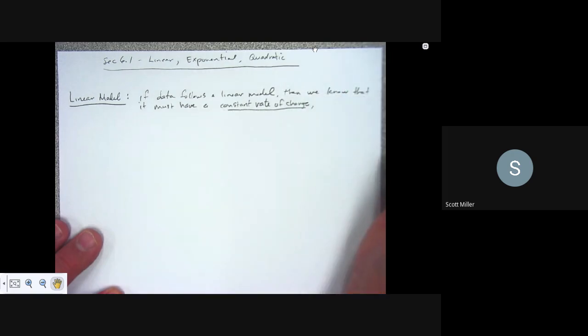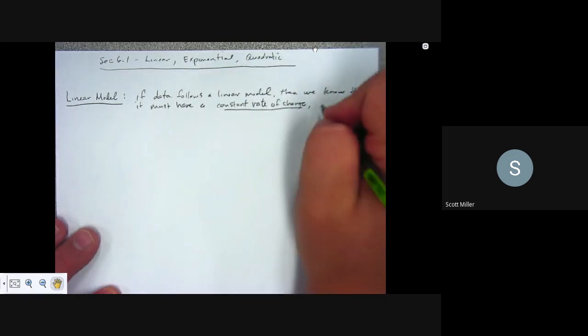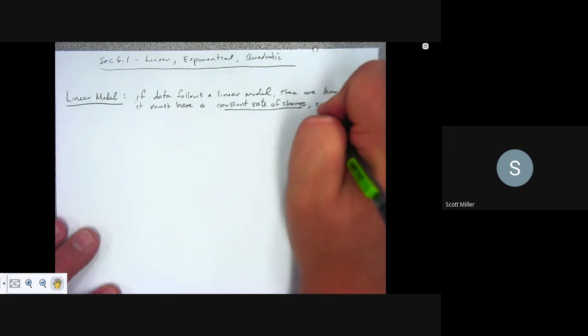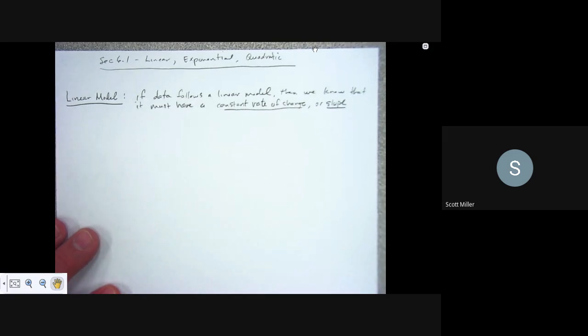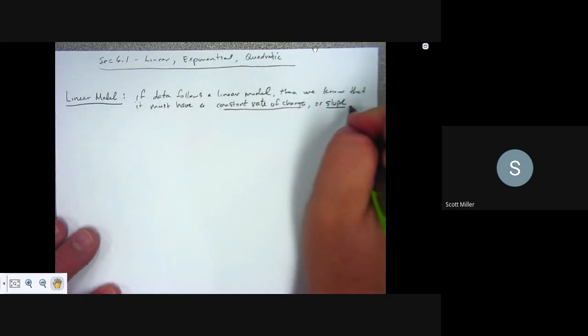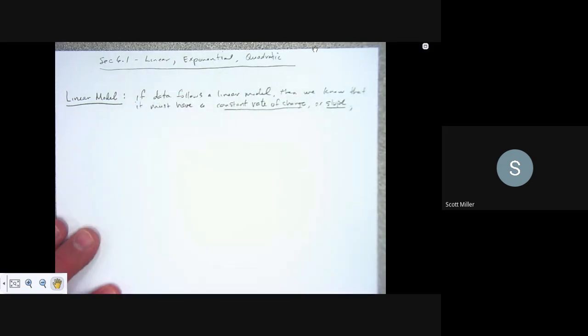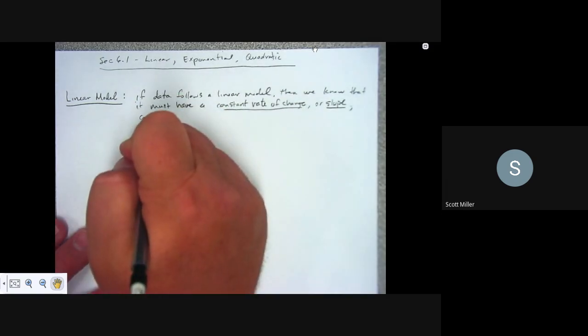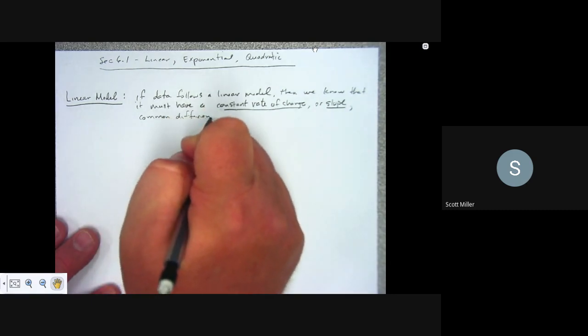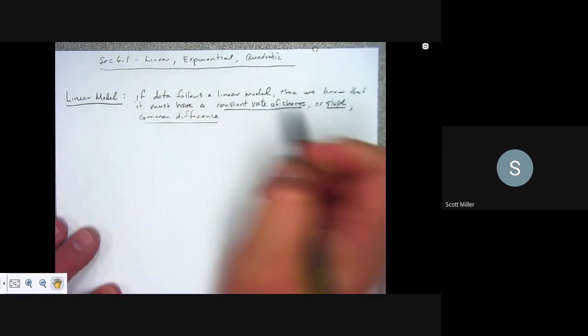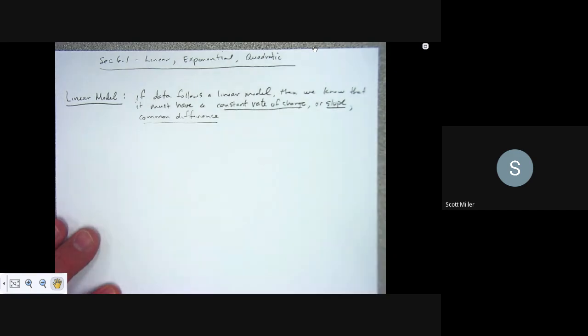Okay? Now, what else did we call this constant rate of change? It had other names too, one of which was called the slope. That was the constant rate of change. It's called the slope. And it had other names too. And when we talked about sequences, it was also called the common difference. So all these things refer to the same number that we found.